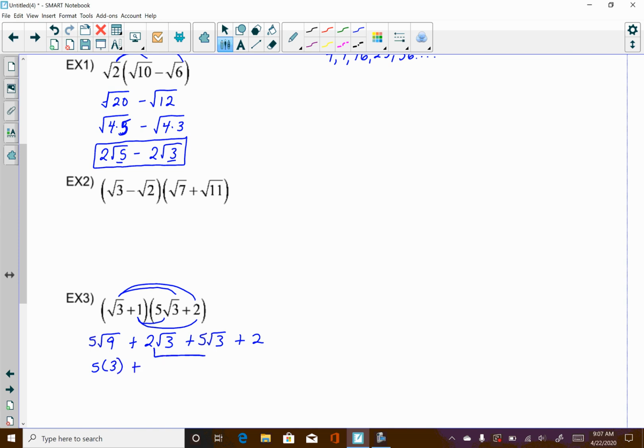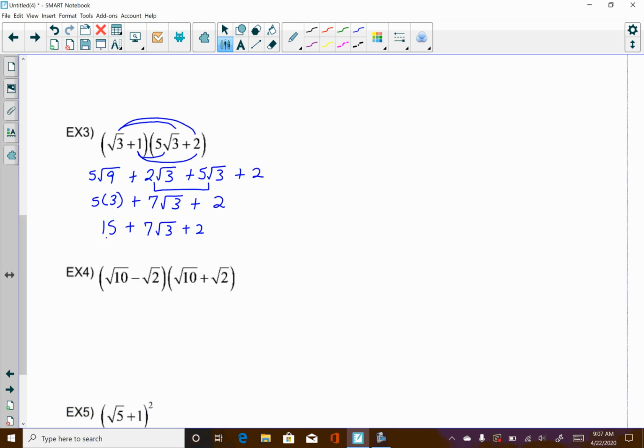These two middle terms here are like terms, so we can combine those, and that would become 7 square root of 3 plus 2. Now, up here at the front, 5 times 3 gives me 15 plus 7 square root of 3 plus 2. And then I've got one more set of like terms. 15 plus 2 would give me 17 plus 7 square root of 3. Final answer.